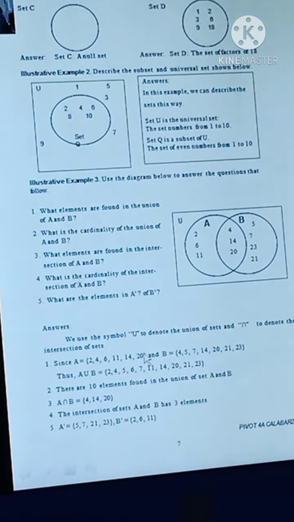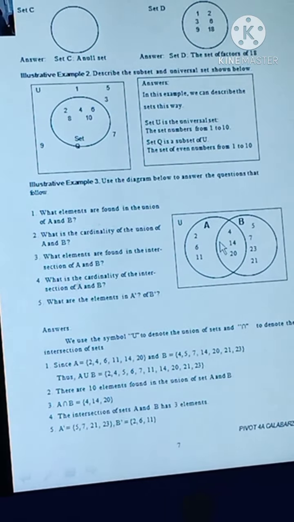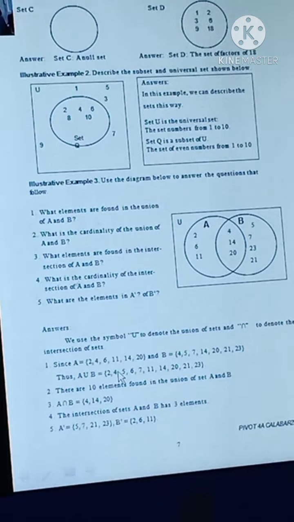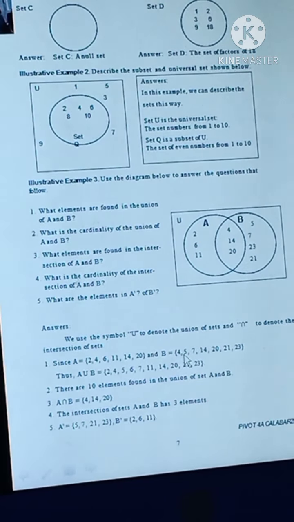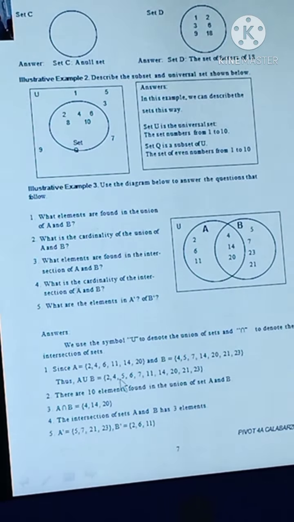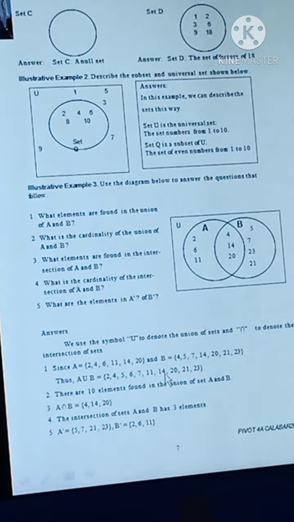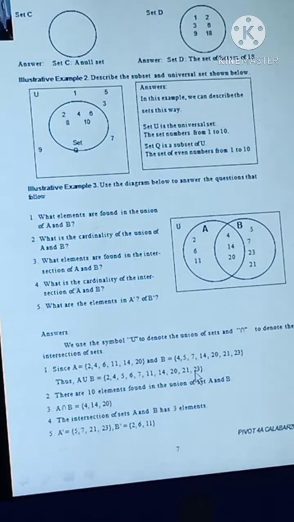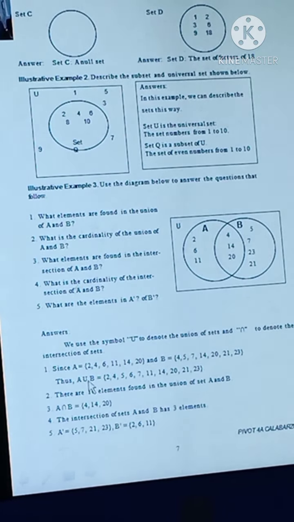Okay, so since you will have the intersection 4, 14, and 20, you will have only one entry. You don't need to write double entry of 4 since you will have here 4 also, so don't need to write. Okay, 2, 4, 5, 6, 7, 11, 14, 20, 21, 23. That is what we call the union of sets.